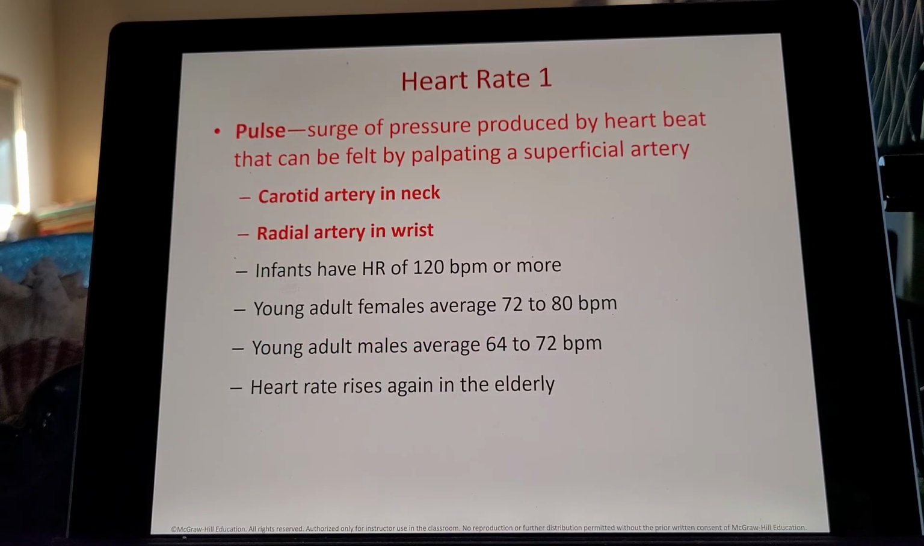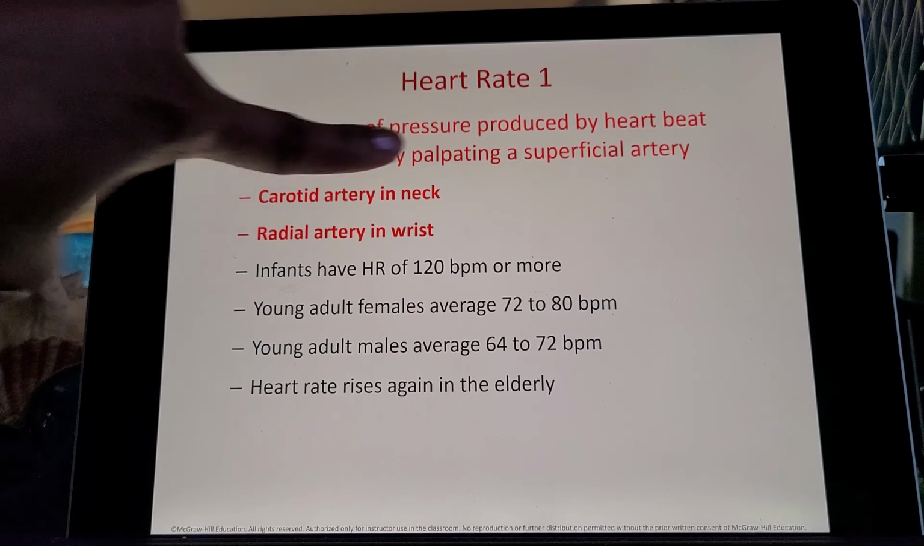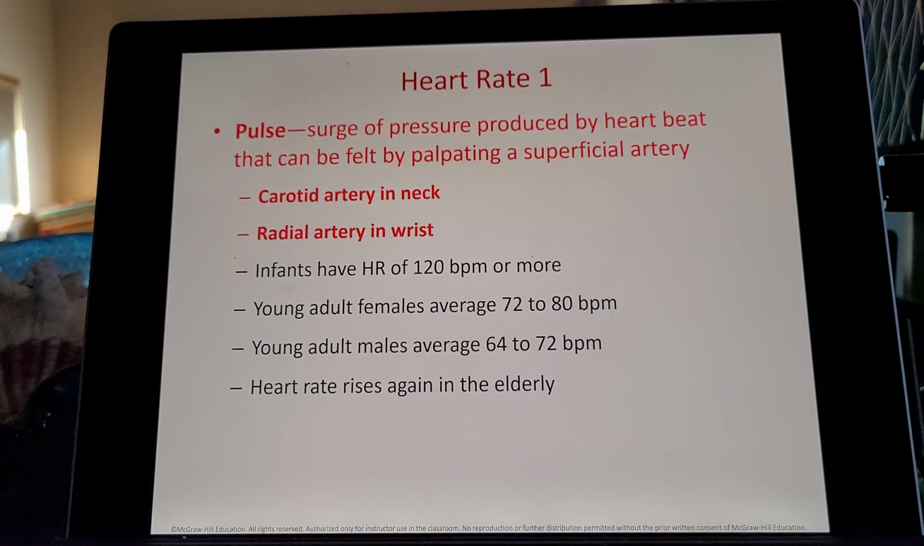Okay, so with your pulse, how many beats per minute? You can touch a superficial, more surface artery, either the carotid artery in the neck or the radial artery on the wrist. You will have to do this with a partner in nursing school, and you have to get within like 5 beats per minute with your partner as you're checking someone, so you're going to practice this a lot. Again, different stages of development have different resting heart rates.